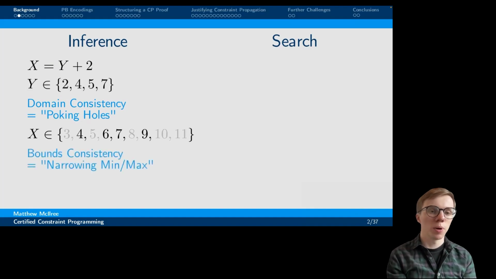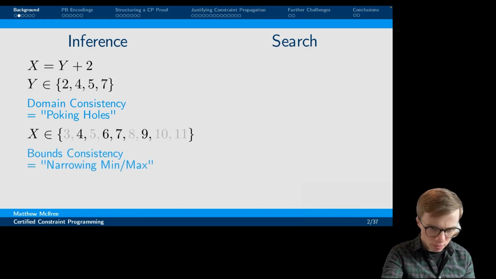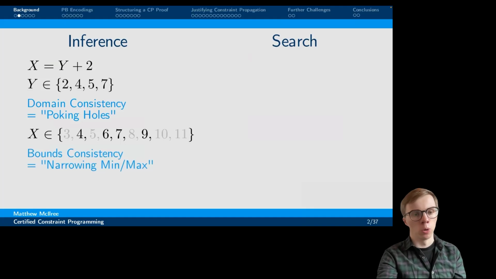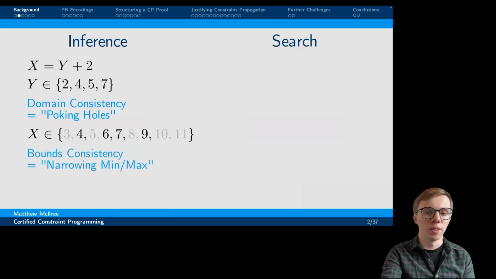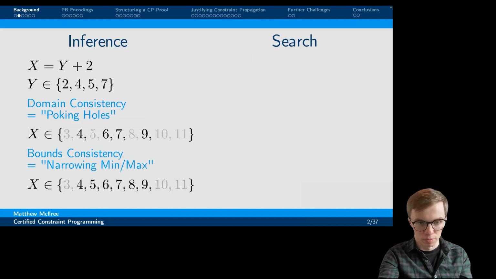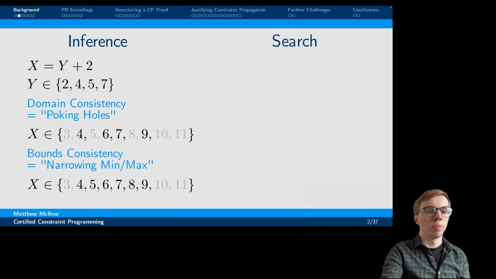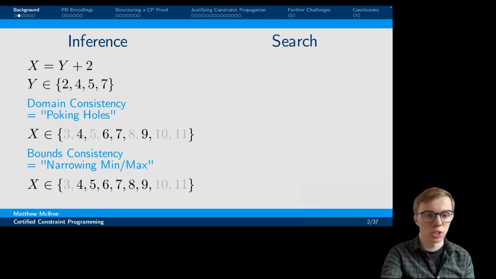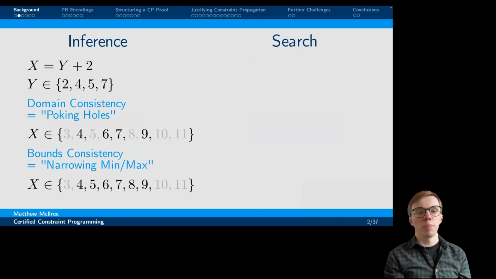We also sometimes talk about bounds consistency, which is a weaker level of enforcement and is sometimes more efficient to actually implement in practice, where instead of poking all of the possible holes, you just narrow the min and the max value. So in this case, if x has all of these values in its domain, we would remove the minimum value, so bring 3 up to 4, and reduce the maximum value, so bring 11 down to 9. So that's domain consistency, bounds consistency.